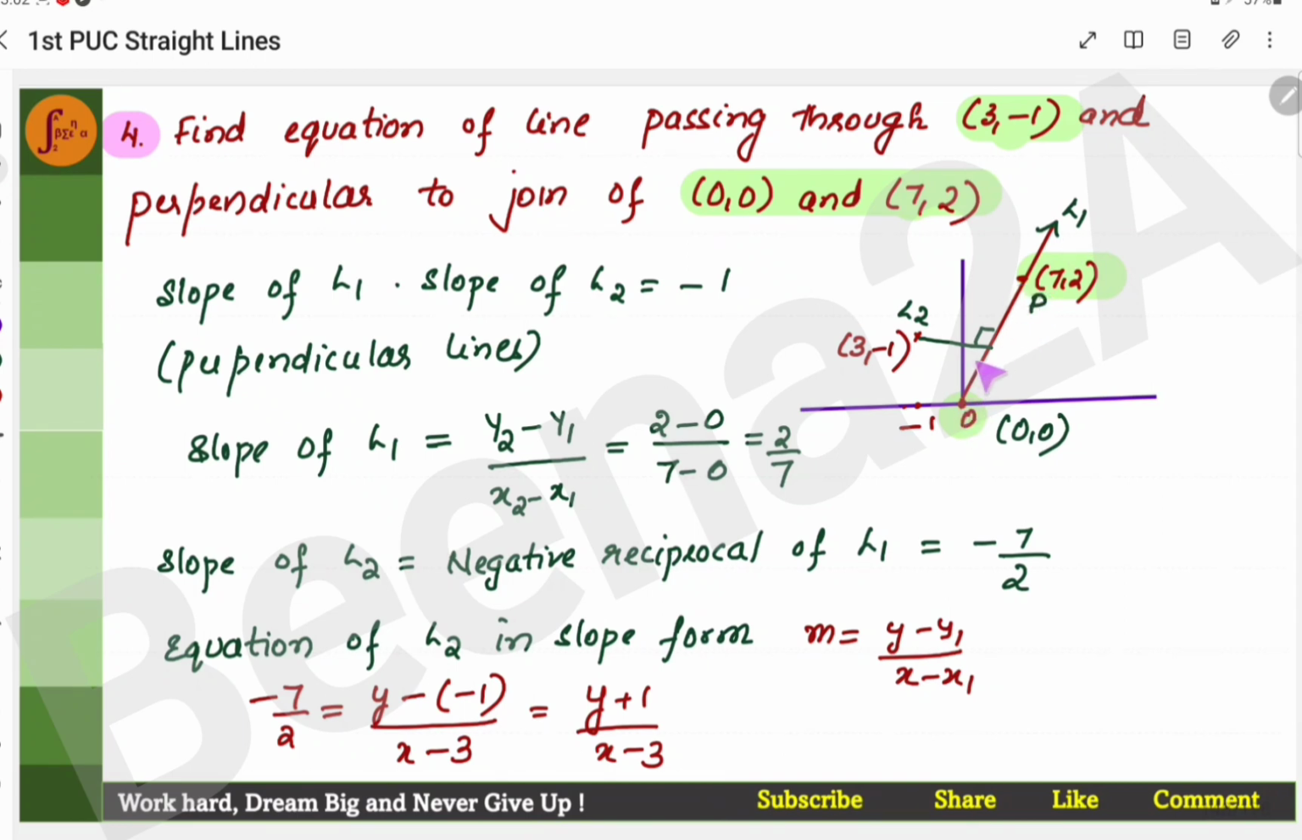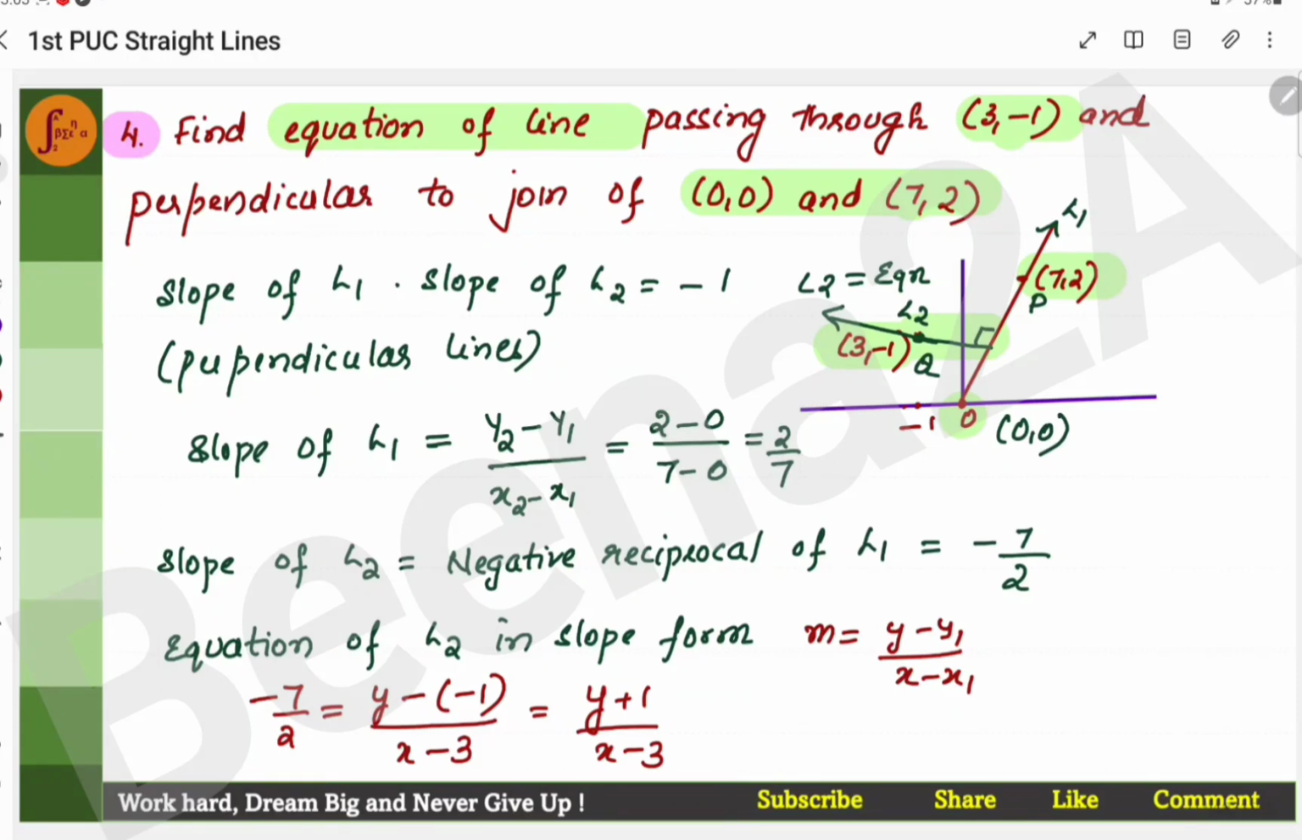And this line is perpendicular to this line, right? You need to find the equation of line which is perpendicular to this line. So now you draw a perpendicular line here. Say it's L2. It is passing through 3, minus 1. So you can extend this line, right? This line L2 is passing through one point, say Q, which is 3, minus 1. Now you have to find the equation of L2.